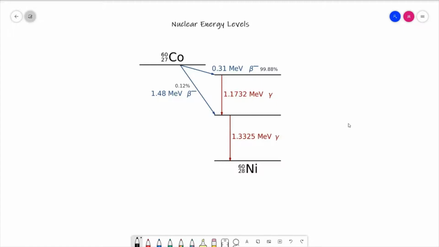This kind of diagram is fairly typical of what you'll see for nuclear decays. You can see that we have a couple of percentages here, 99.88% and 0.12%. What that means is that the vast majority of the time, when cobalt decays by beta minus, that beta minus particle will have an energy of 0.31 mega electron volts and will therefore decay into this higher energy level of nickel.